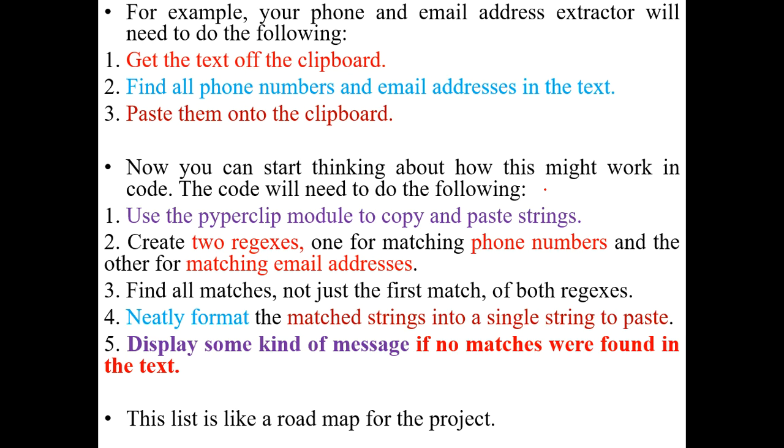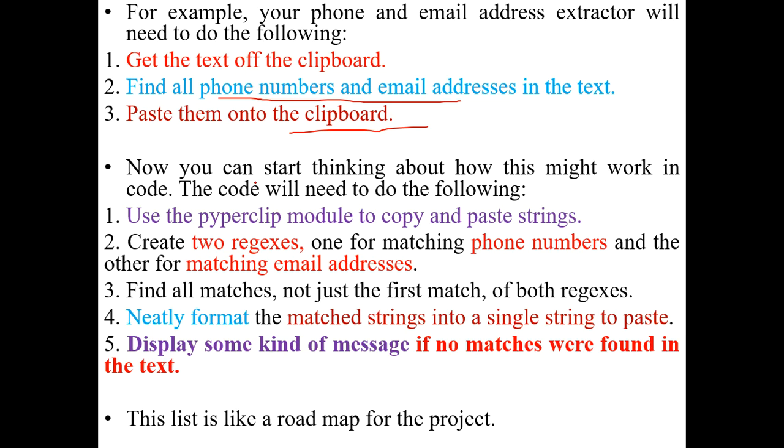So once it copies the content from the clipboard, next it has to search for phone numbers and email addresses in that particular text. Finally, after retrieving, once again it has to paste back the searched phone numbers and email addresses to the clipboard. Now you can start thinking about how this might work in code.